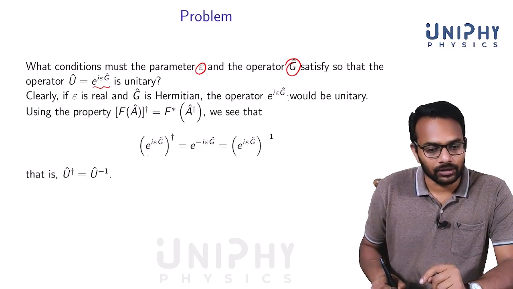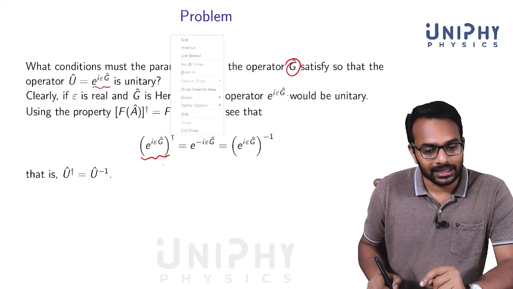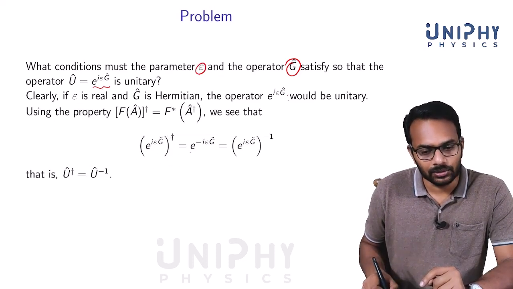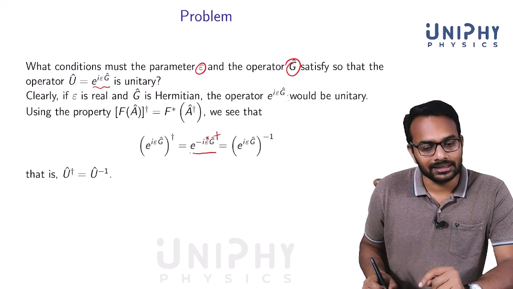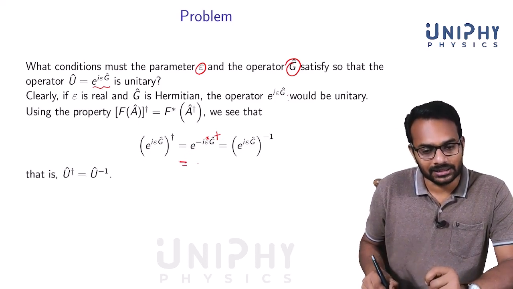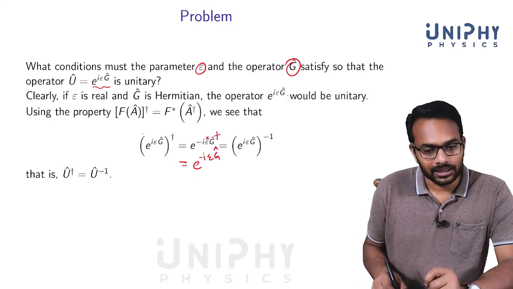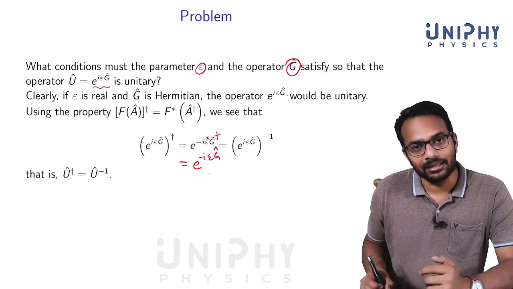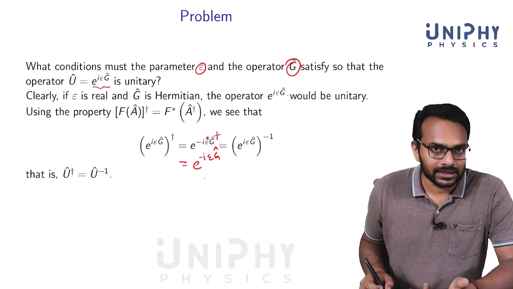You take the dagger of this, e raised to i epsilon g, dagger. We demand that this is equal to e raised to minus i epsilon star g dagger. Am I right? Now, if this has to be unitary, this must be equal to e raised to minus i epsilon g, because e raised to i epsilon g and e raised to minus i epsilon g are inverse of each other.